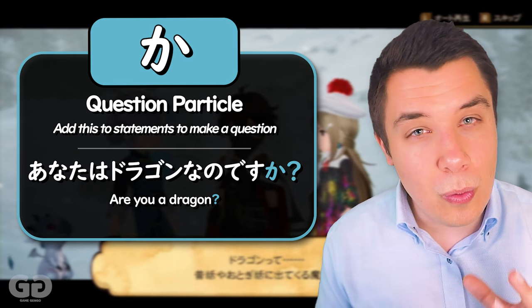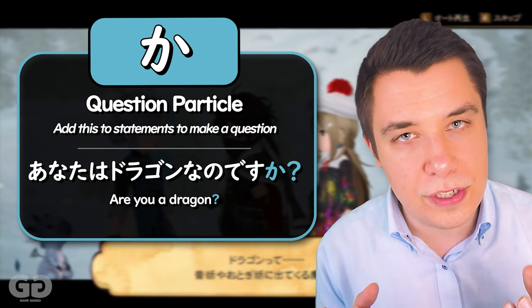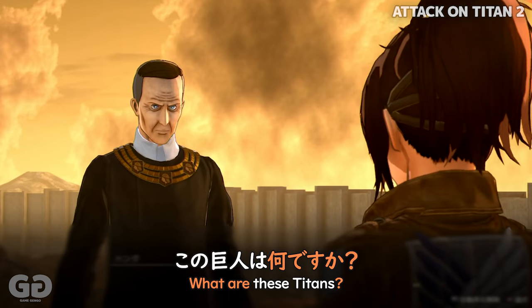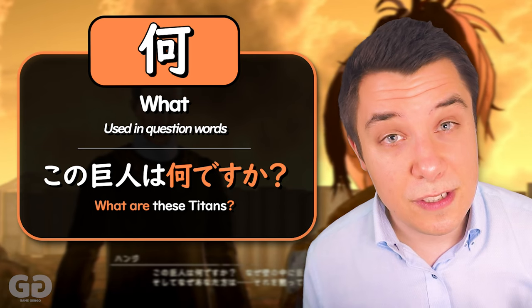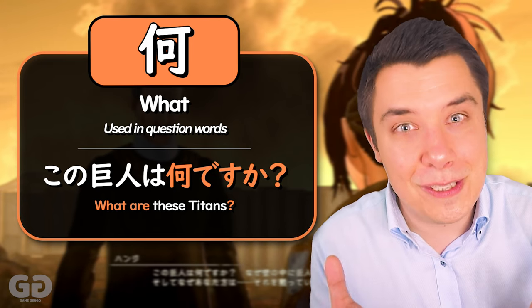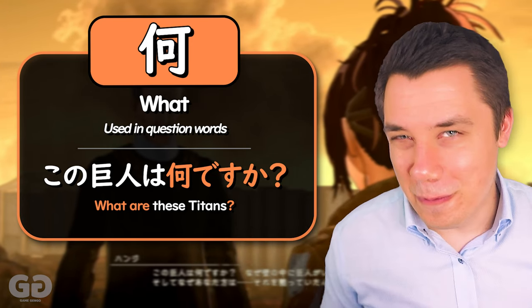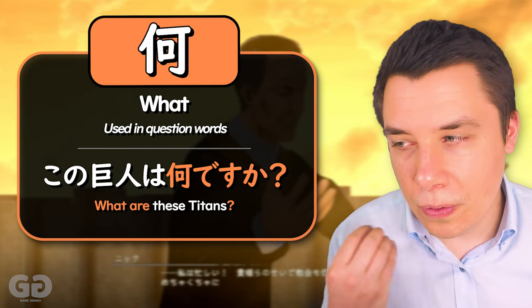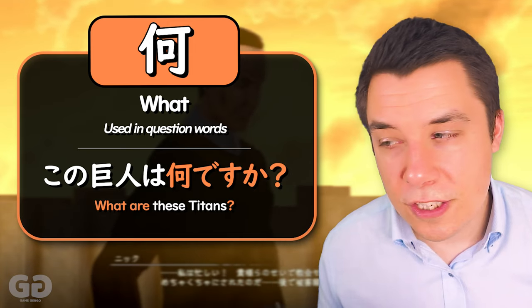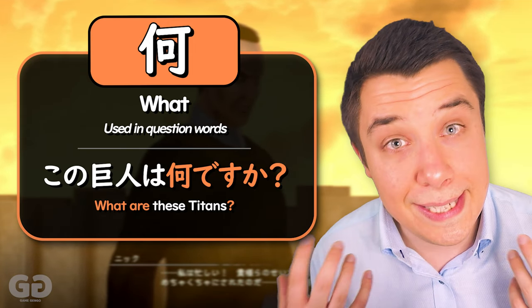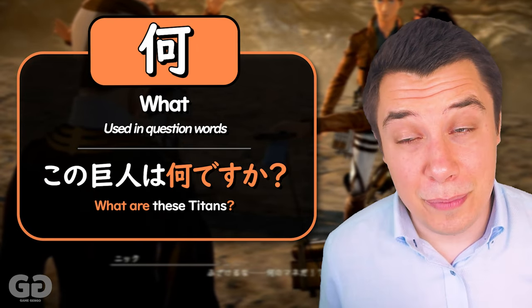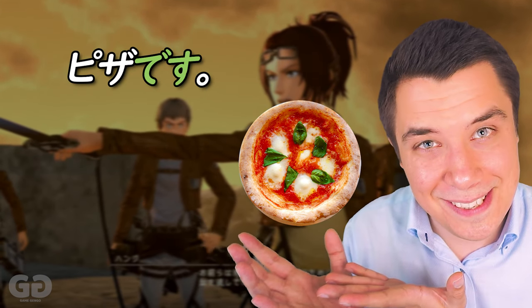Now, there are actually quite a few useful different pieces of language that you can use when you're asking a question. The first is 何ですか? この巨人は何ですか? So here is, what is it, right? That's a very simple question. 何ですか? What is it? For example, like seen here in Shingeki no Kyojin, Attack on Titan, here we have この巨人は何ですか? So as for this Titan, what is it? 何ですか? So here, 何ですか? Is asking what is it? For example, これは何ですか? So what is this? Pizza です. It's pizza.